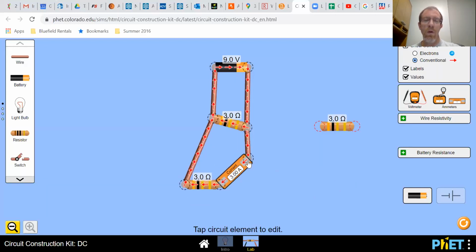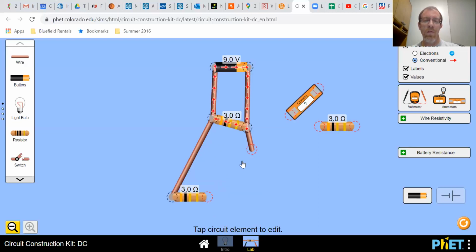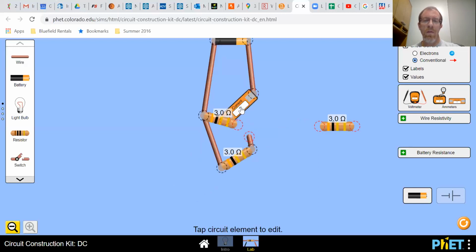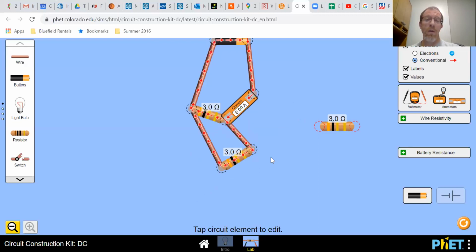Of course, if I wanted to know how much current was going through the battery, what would I have to do? Okay, now I know how much current's going through the battery, because all the current coming from the battery has got to go right through there. All right, that's great. Now, what if I want to maybe measure the voltage instead of the current? How would I do that?